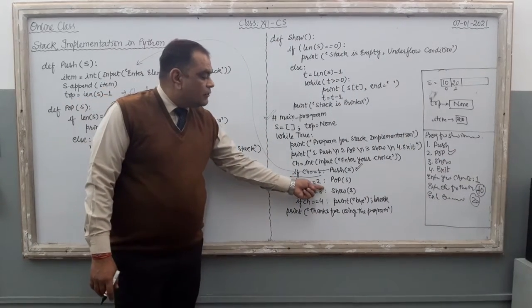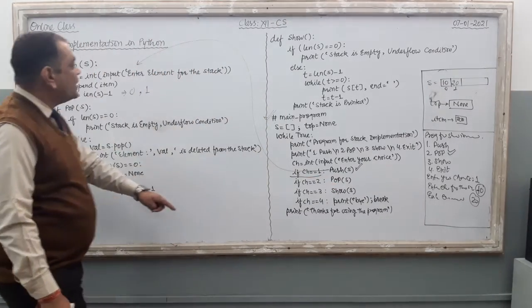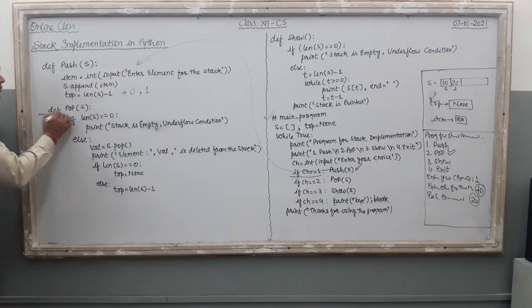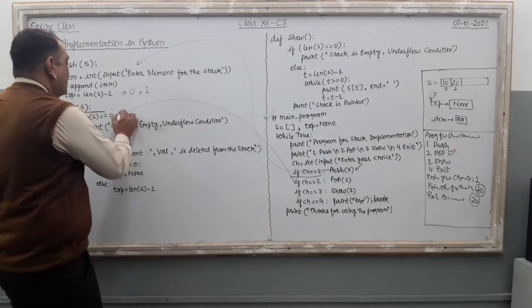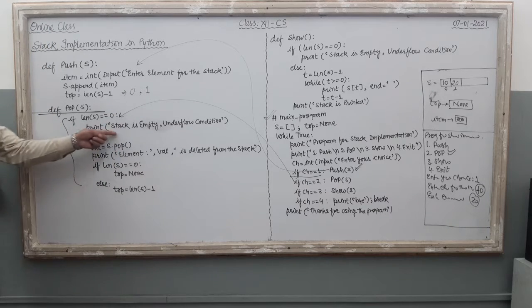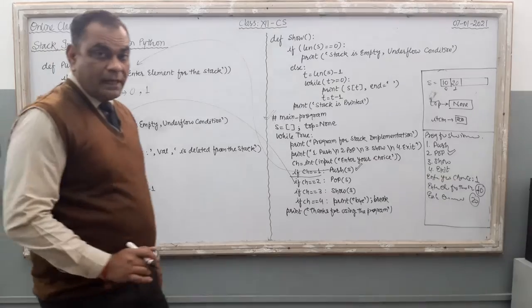If ch equal to 2, it is the pop operation. The computer jumps towards the pop operation here. The pop function is here. This is the header of the pop function, and this is the definition of the pop function. When you press 2, the computer shifted you from the main program towards the function. Right? Now, pop means you want to remove something.